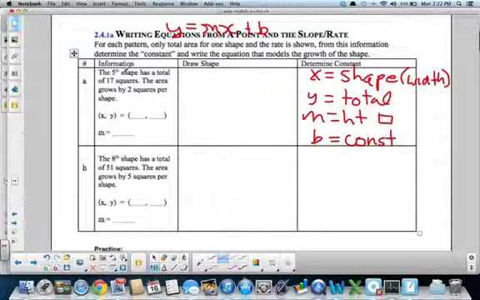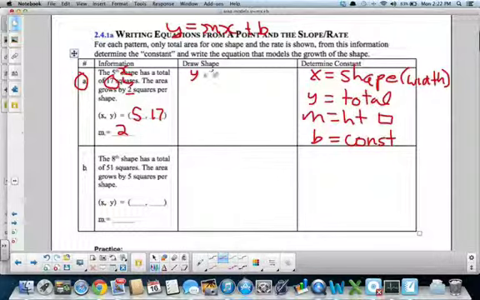So in this case, it's the fifth shape. I'm going to do part A. The fifth shape, and the shape number is x. And there's our total number of squares. That's a y value. So the fifth shape has 17 squares. That's x comma y. M represents the rate, what it's growing by each time you add a column, and that's 2 squares per column.